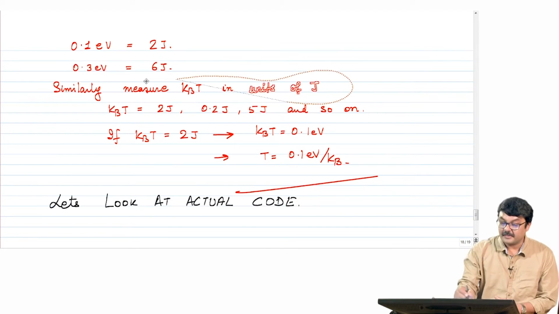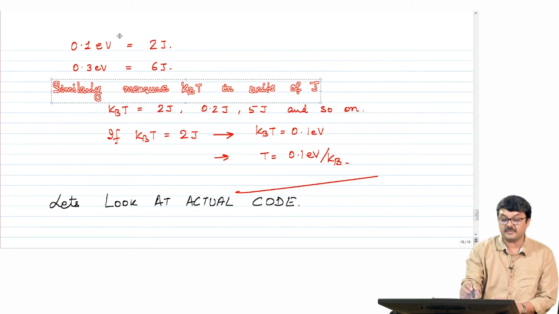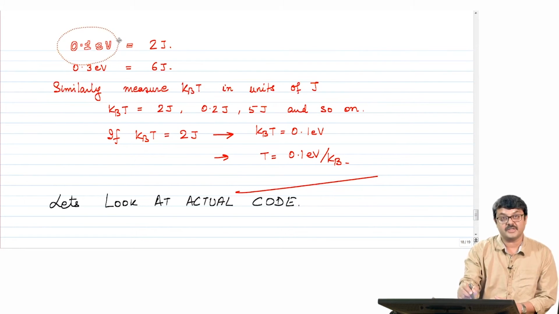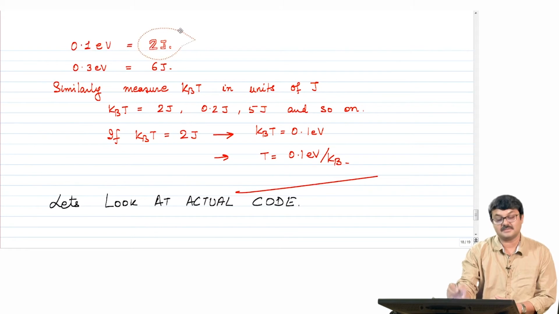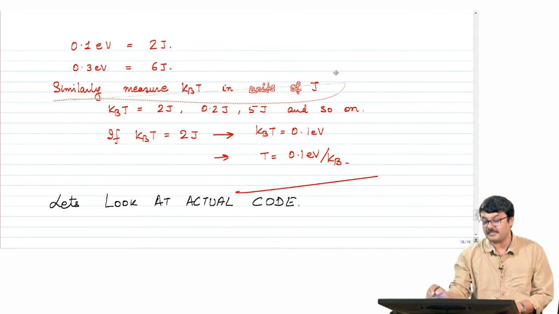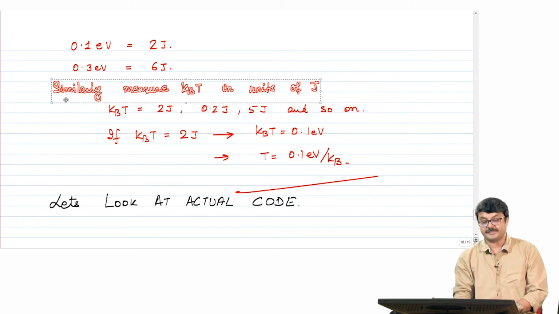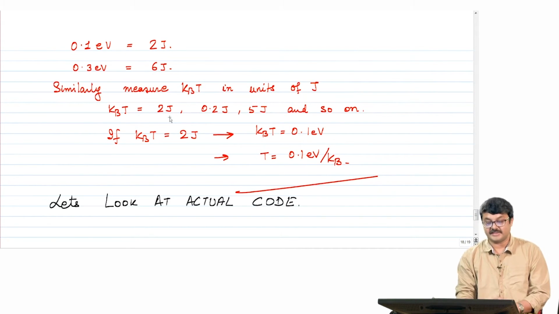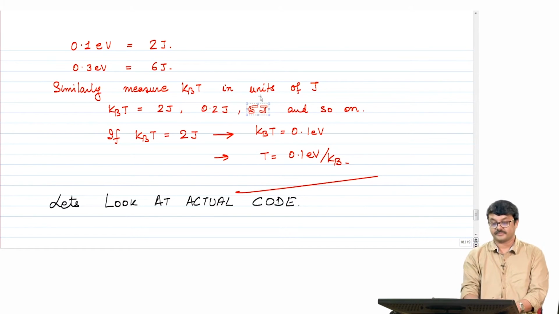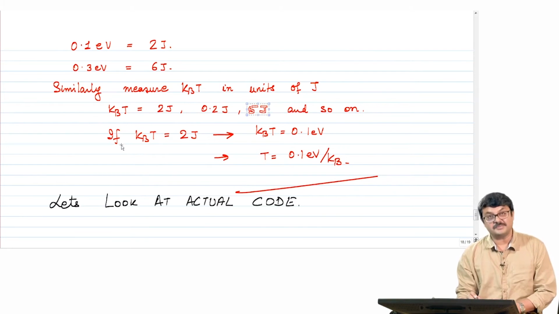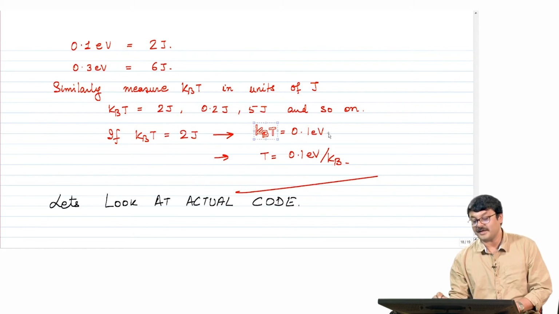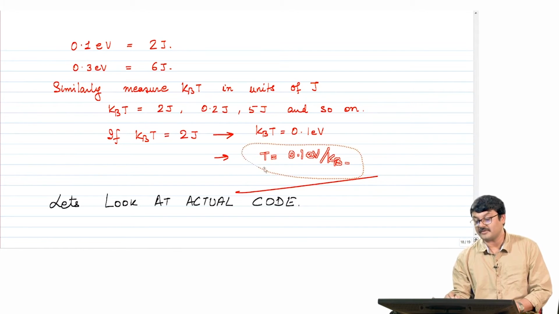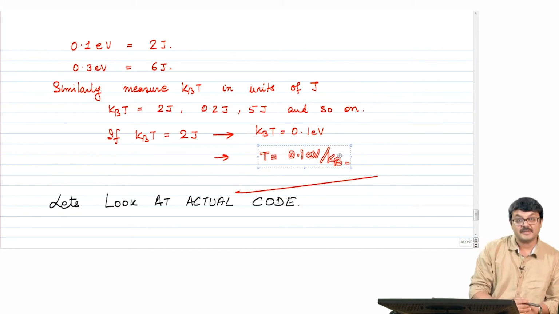Similarly, we can measure kBT. So, here what were we doing? We were measuring some unit of energy, electron volt, in terms of J. We can measure kBT in terms of J. So, you can say that kBT equal to 2 J, say, or kBT equal to 0.2 J or 5 J, and so on, right. So, what does it mean to say that kBT is 2 J? If kBT is 2 J, it means kBT equals 0.1 electron volts, and from there you can get the value of T to be 0.01 electron volt by kB, which will give you the units of temperature.